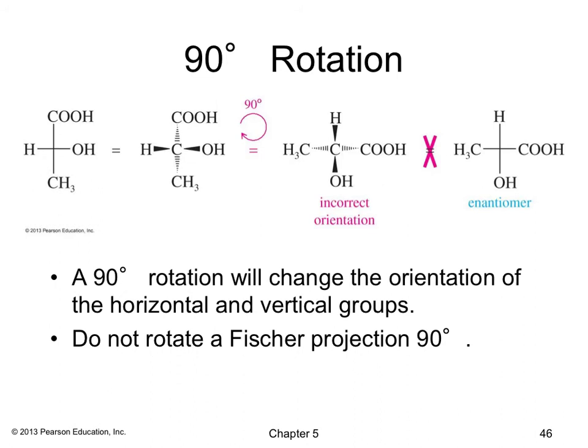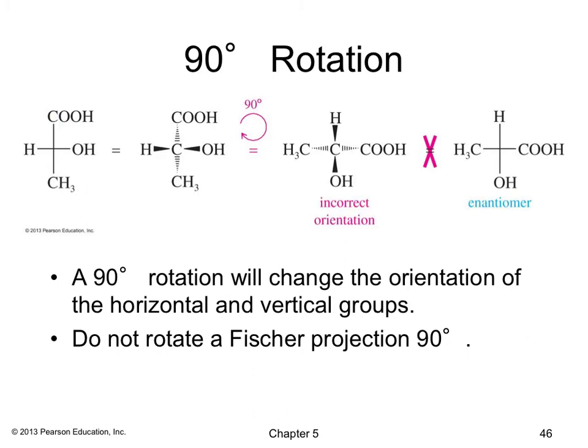If you do a 90-degree rotation, again, the carboxylic acid is up, on the convention of the Fisher projection. This is now taking it from the Fisher projections to just the regular structures that we've seen. If we rotate it, now this carboxylic acid is to your right. Now this is an incorrect orientation, and this is actually an enantiomer of this. To confirm that, we can assign priorities.